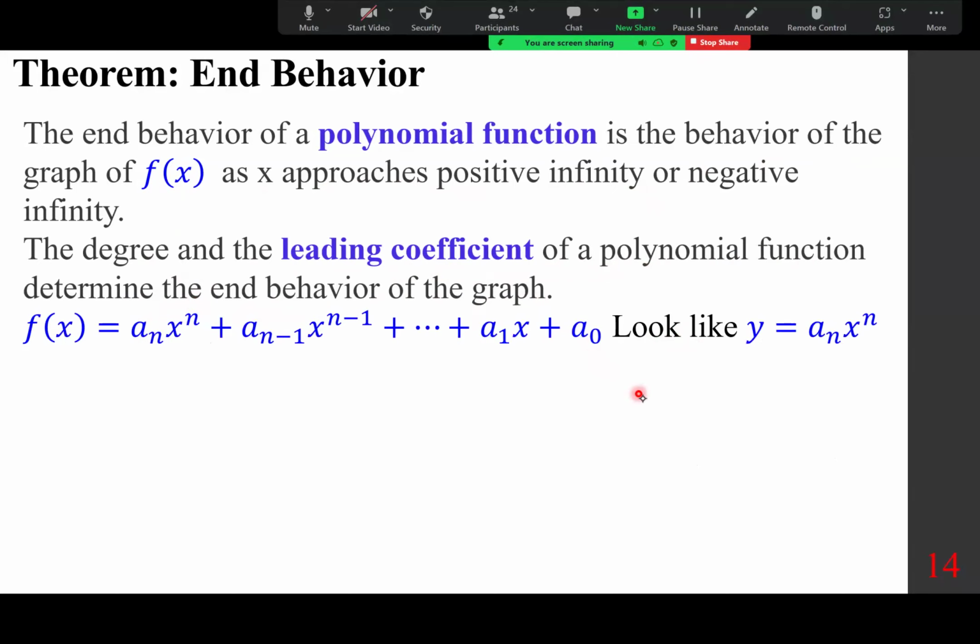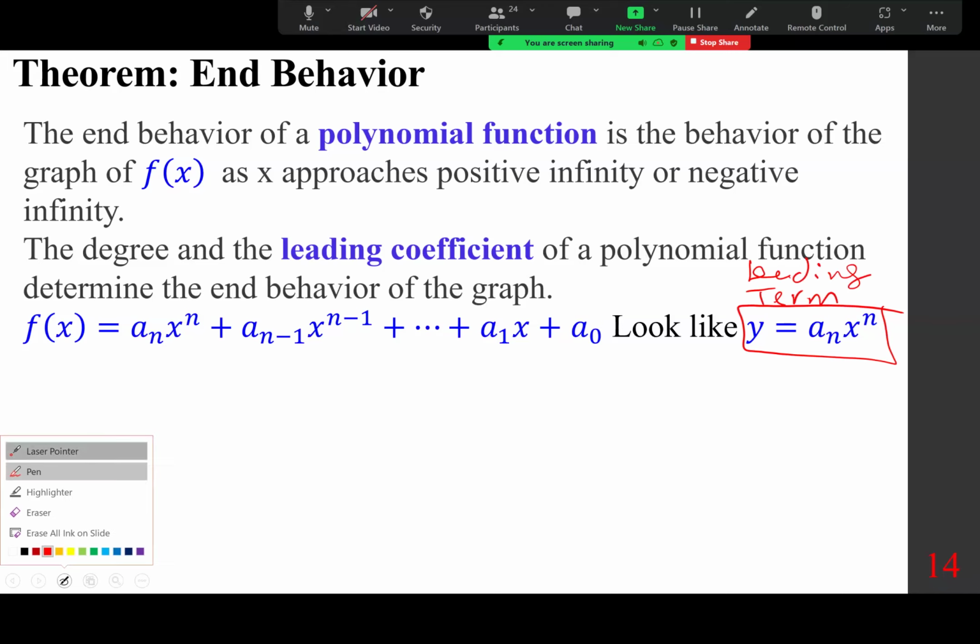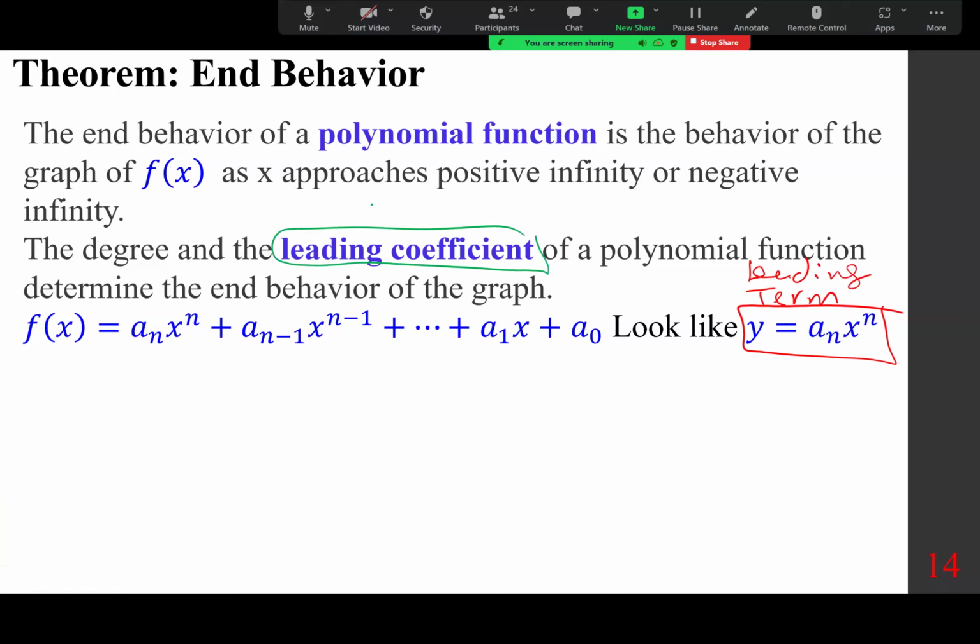Again, this is called the leading term. If you put it in descending order, that means the highest power comes first in the very first term. And the number here, a sub n, is the leading coefficient. So leading coefficient would be a sub n.